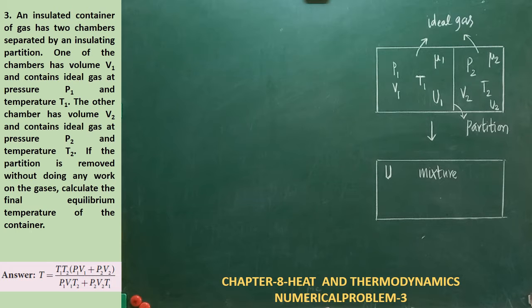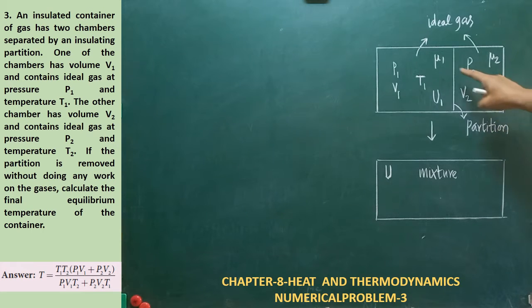One of the chambers has volume V1. The volume of this portion is V1, the pressure of the gas is P1, and the temperature of the gas in the first chamber is T1. And the other chamber, look at the second chamber, there the pressure of the gas is P2, the volume of the gas is V2 and the temperature of the gas is T2.